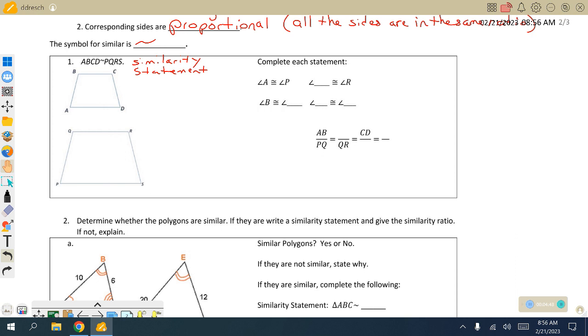So what I want you to do is take a minute off to the side where it says complete each statement, and match up the corresponding angles. Angle A, they said, is congruent to angle P. What goes with R, what goes with B, and complete the last two blanks. If you haven't done so yet, just do the angles. It shouldn't take you more than 10-15 seconds to match them up. Just do the angles, you don't need to do the sides yet.